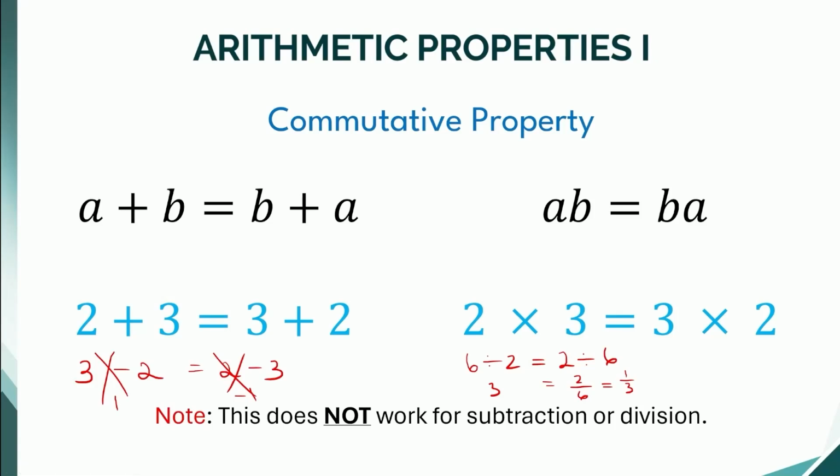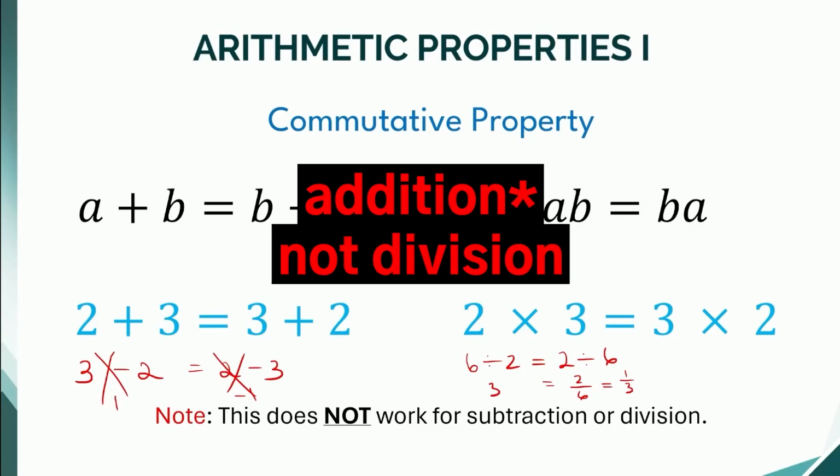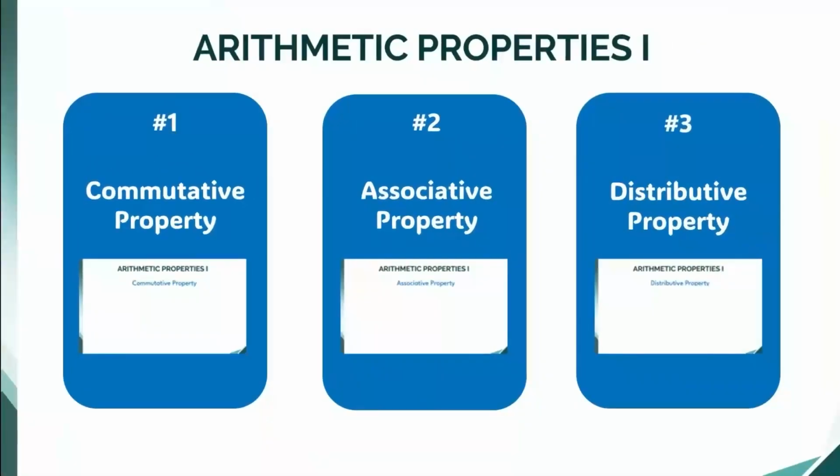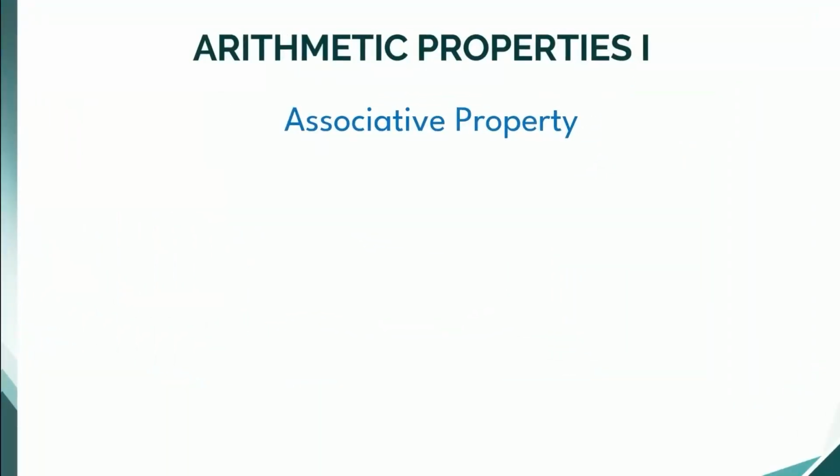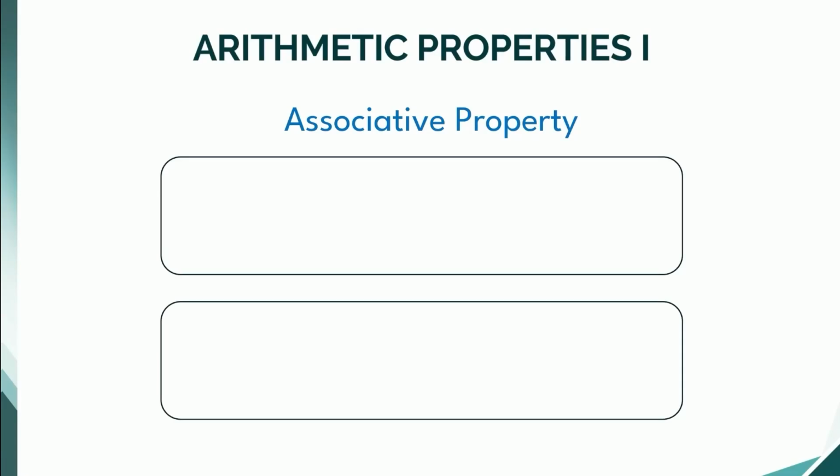All you need to know right now is you can't mix up the order if we're talking about subtraction or division, but you can if we're talking about addition or multiplication. So that's the commutative property. Let's zoom back out and go to number 2, which of course is the associative property. So what is the associative property?